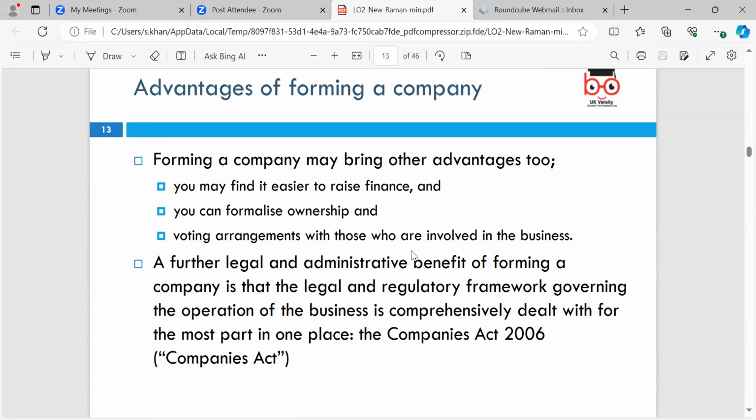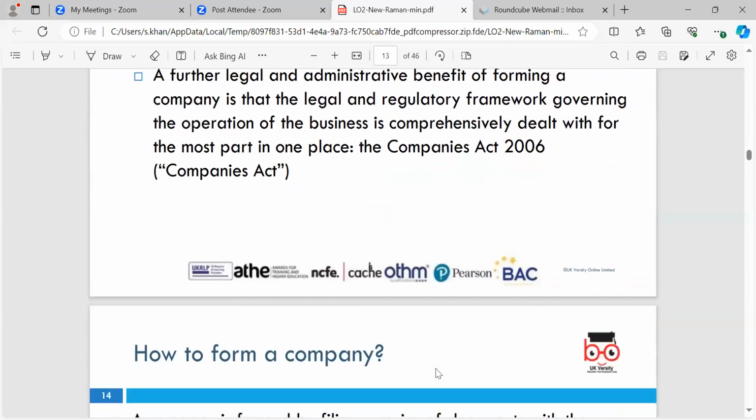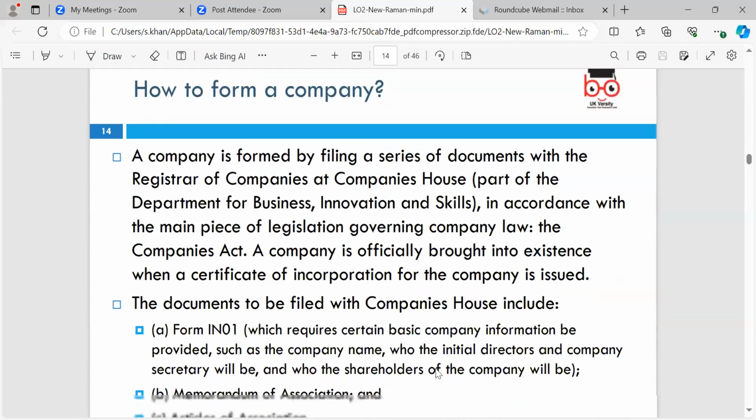Advantages of forming a company. Forming a company may bring other advantages too. You might find it easier to raise finance. You can formalize ownership and voting arrangements within those who are involved in the business. A further legal administrative benefit of forming a company is that the legal and regulatory framework governing the operation of the business is comprehensively dealt with for the most part in one place, which is the Companies Act 2006. That's the main framework that deals with a lot of the stuff.